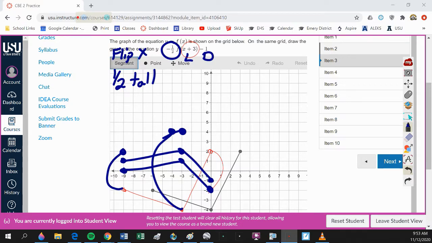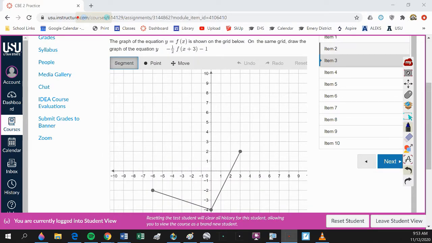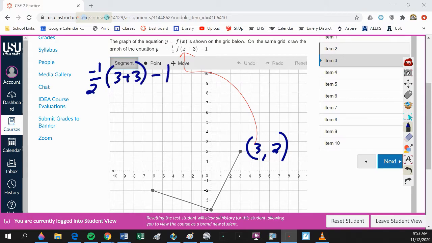Okay, there's another way to do that. We have the formula. And we also know the x and y values. So this point is 3, 2. So when I plug 3 in here, what value do I end up with? So -1/2 times 3 plus 3 minus 1, that's 6. -1/2 of 6 is -3 minus 1.